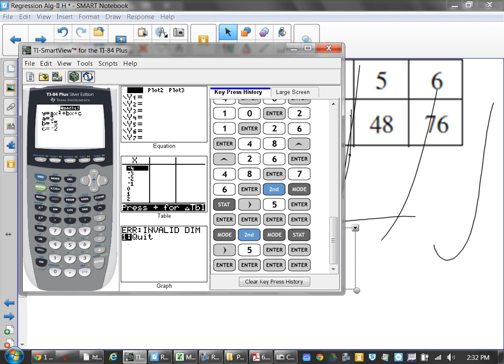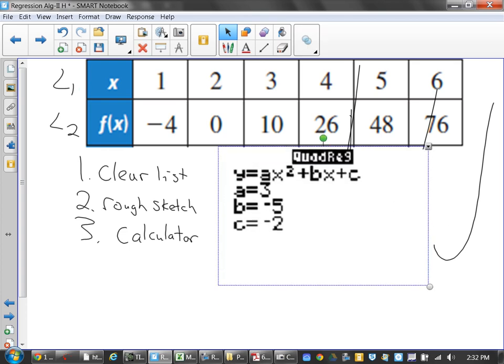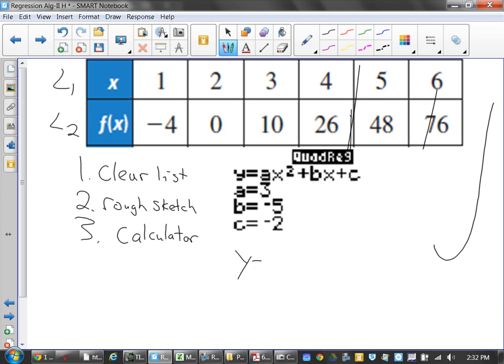It's calculating what the curve is that has those points, and it comes up with the coefficients here. It's writing in terms of ax squared plus bx plus c, where a is 3, b is negative 5, and c is negative 2. Therefore, your equation is y equals 3x squared minus 5x minus 2.